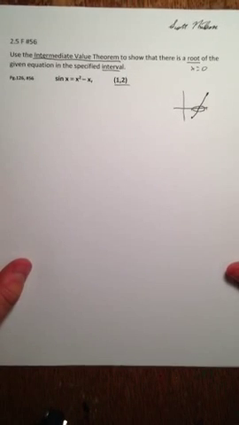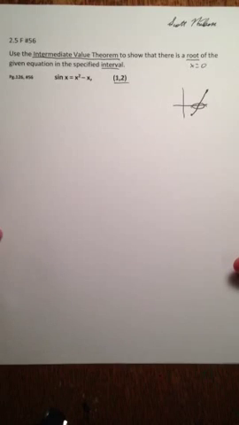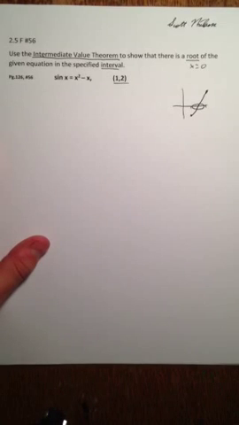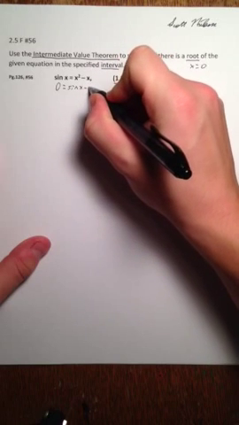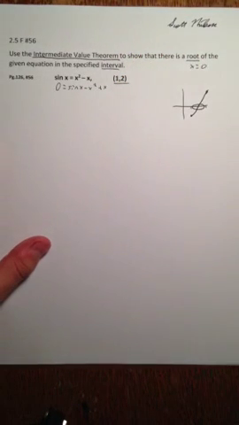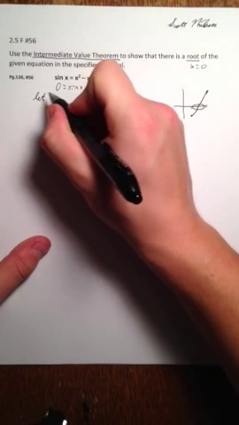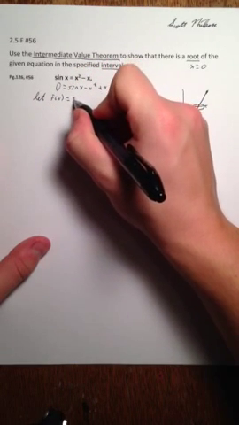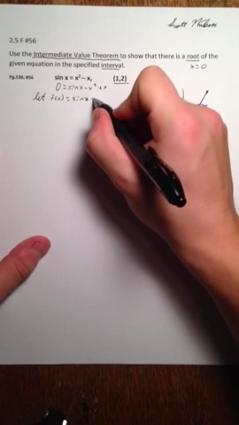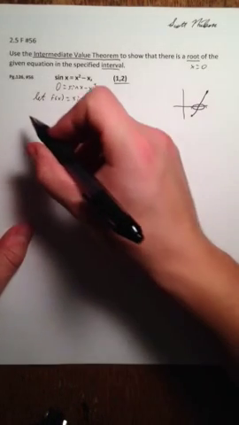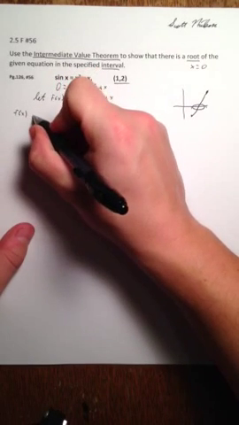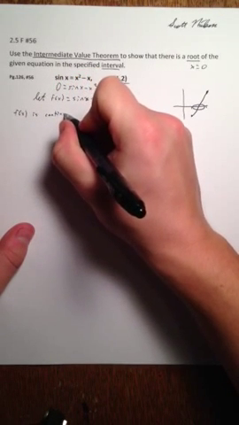In order for IVT to be useful and be used at all, it has to be continuous. So first off, we've got to see if this function is continuous. How do we do that? We set one side equal to 0, so 0 equals sine x minus x squared plus x. Now we're going to let f of x equal sine x minus x squared plus x. And this function is continuous, so we can now state f of x is continuous.